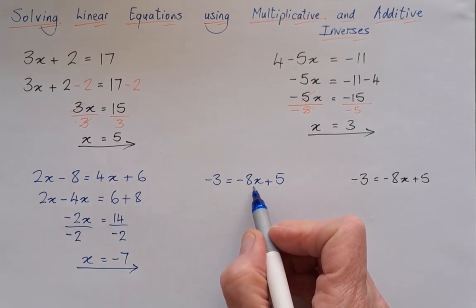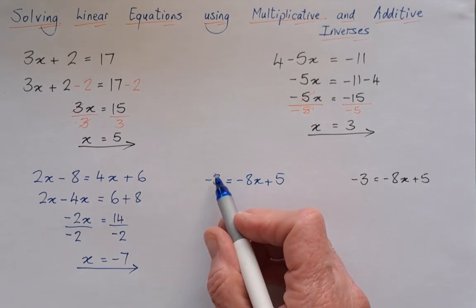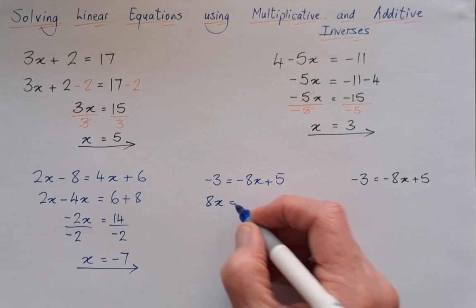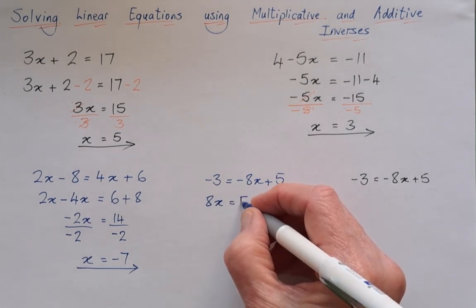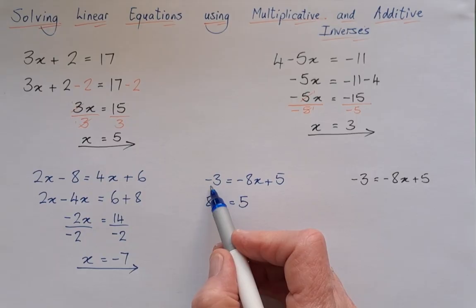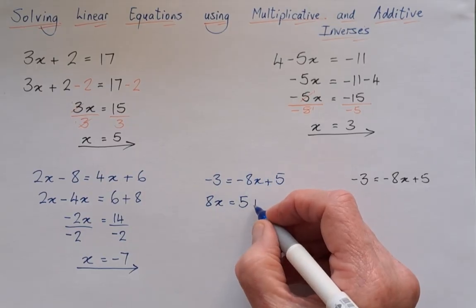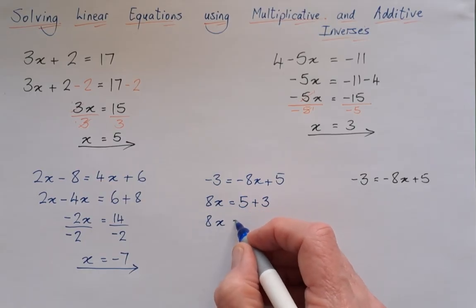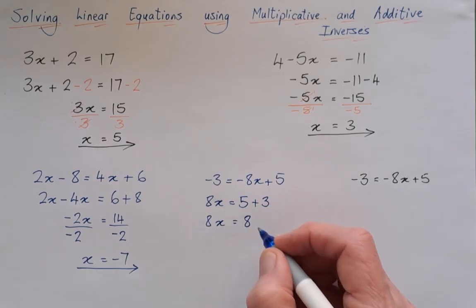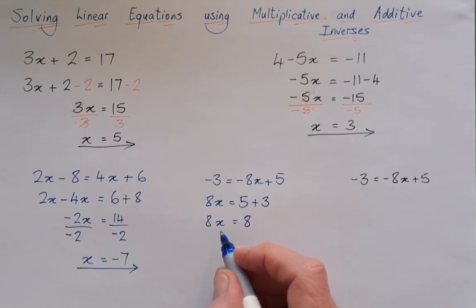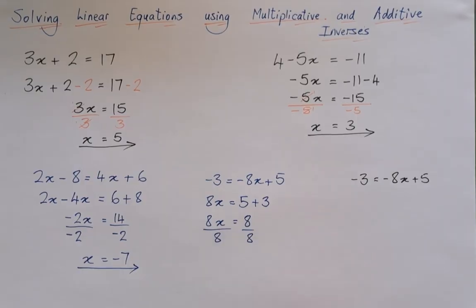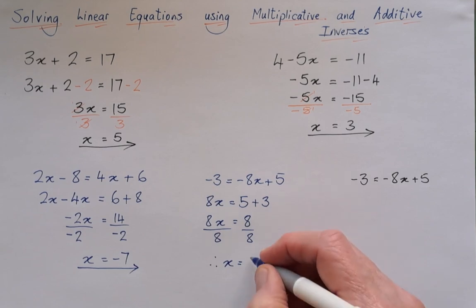So first of all, my x is on the right-hand side, so I have to bring it across, and negative 8x will become positive 8x. This 5 is already on the correct side, it's on the right-hand side. Negative 3 is on the left-hand side, bring it across, and it will become positive 3. This 8x is going to remain as it is. 5 plus 3 is 8. I don't want 8x, I want 1x, so I divide by exactly what that coefficient is. Do the same to the other side. Therefore, x is equal to 8 divided by 8 is 1.